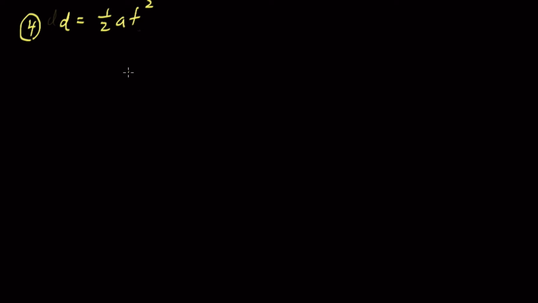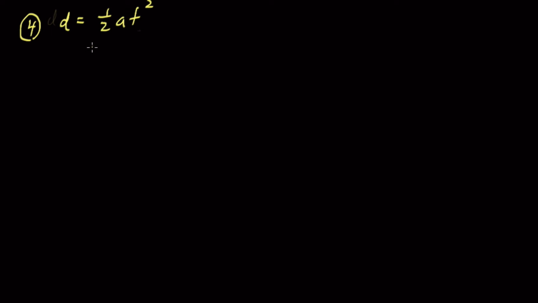So here's number 4. d = 1/2 at squared, and you're solving for t. You were told to solve for t, so you want to get t by itself on one side of the equal sign, and you see that it's squared, but we're going to take care of that last. What we're going to do is move things over until only t squared is left, and then we'll take a square root and get rid of that.